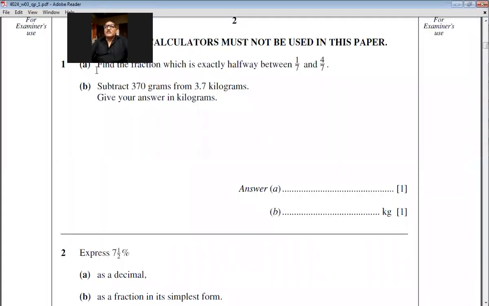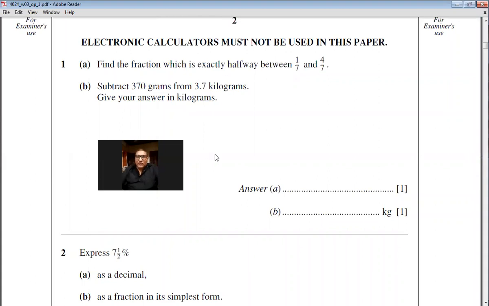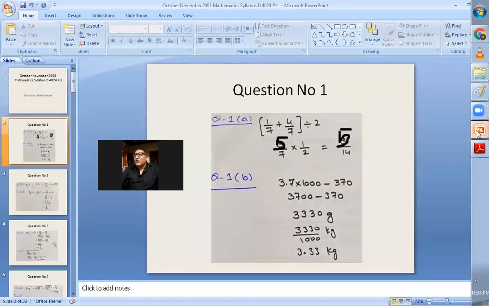The next question is: subtract 370 grams from 3.7 kilograms. Give your answer in kilograms. So the thing is very simple. I can subtract them easily, but their units should be the same. Because we are doing paper 1, it will be good if I convert both of them into grams. The first number, 370 grams, that is good. 3.7 kilograms, I multiply with 1000 and it will be converted into grams. Then I will subtract them, then I will convert back into kg because I want the answer in kg. So let me show you my work.